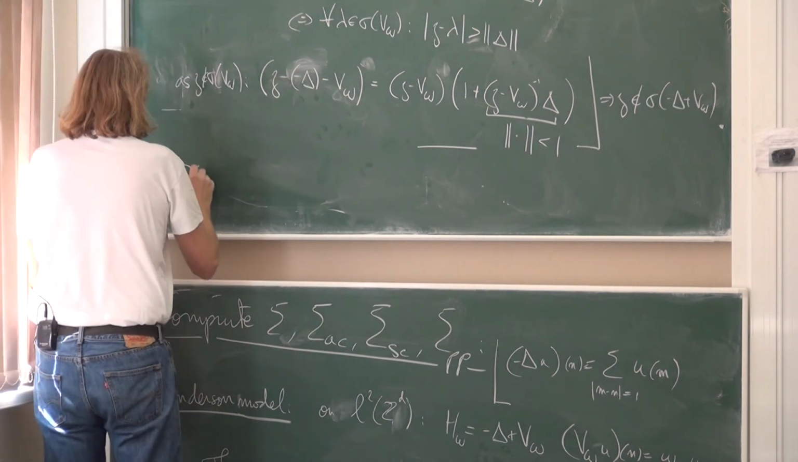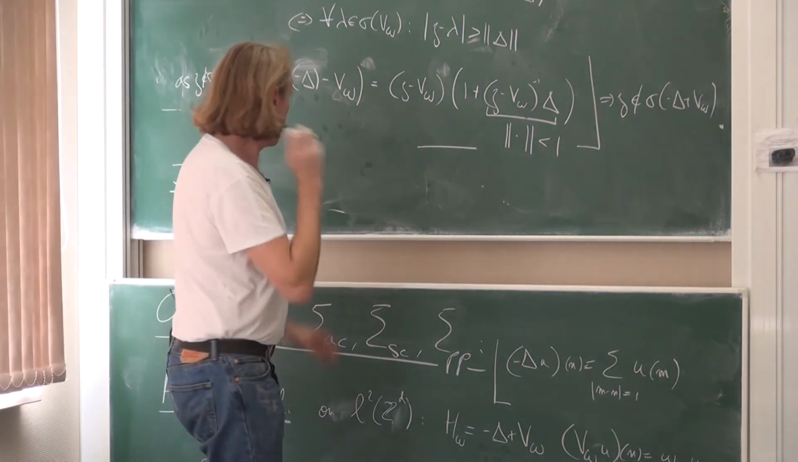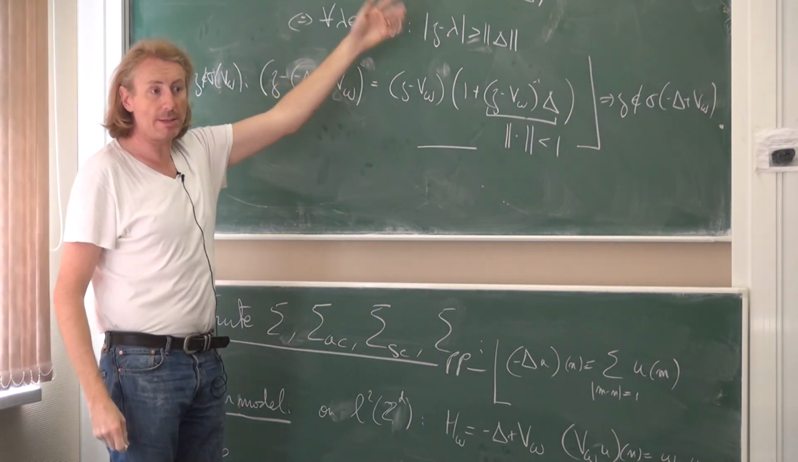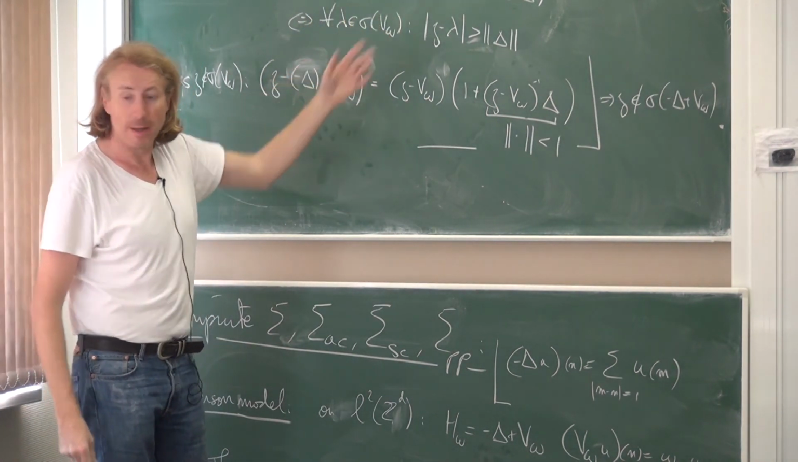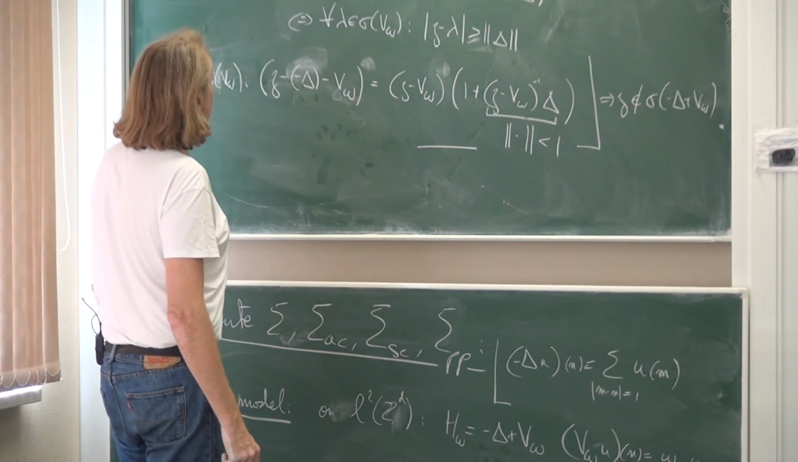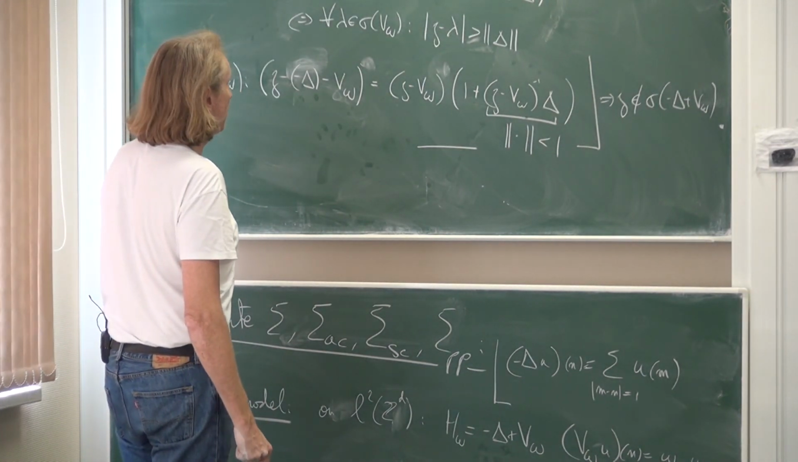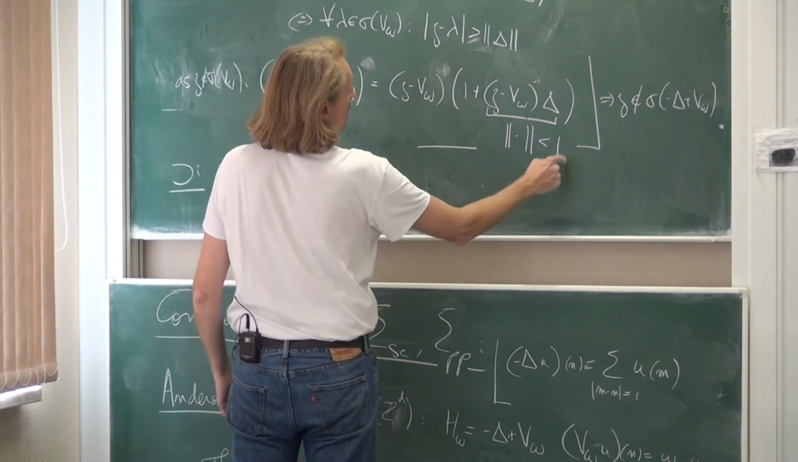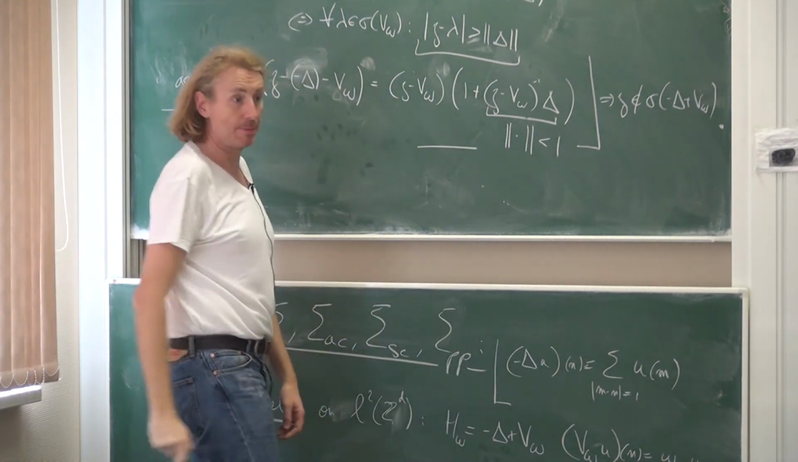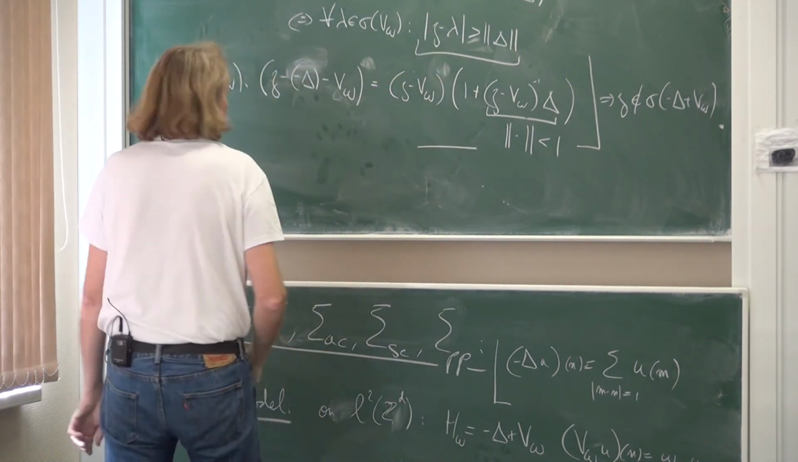And the other way around, we're going to use really the ergodicity. So you see here we didn't use any kind of ergodic structure. This is just simple norm bounds. But now in the other direction, the fact that this norm be less than 1 is just a consequence of this.